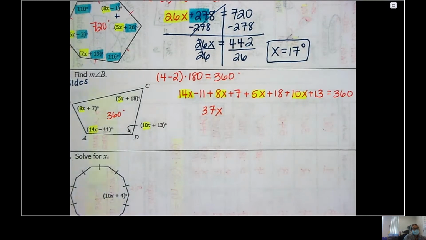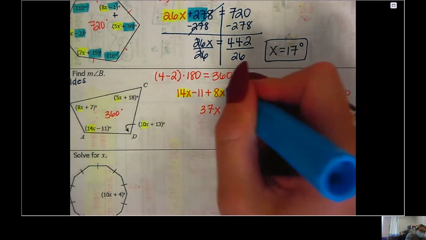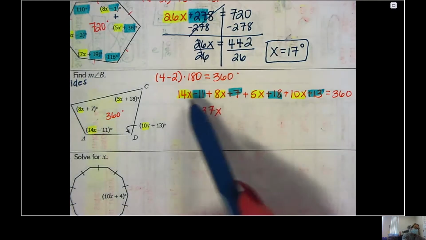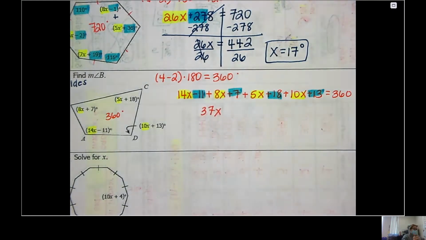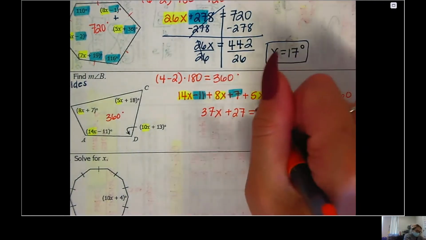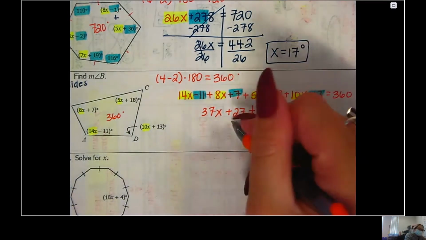Now what? Put all my numbers together. So you've got 13, 18, 7, and negative 11, right? All of my numbers put together. You're going to be really careful, right? Because this one's got a negative sign with it. So all together you get, okay, and I set that equal to 360. And now it's just some quick algebra. So what should I do now? Subtract the 27.